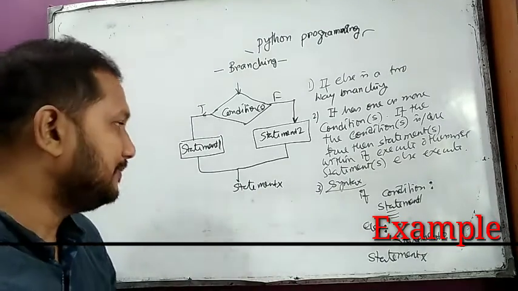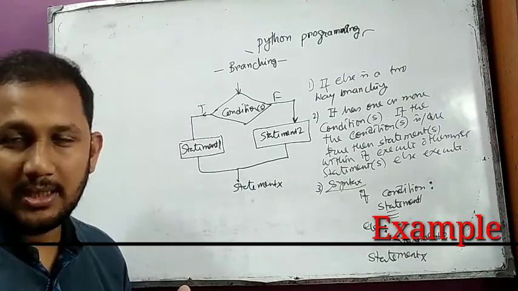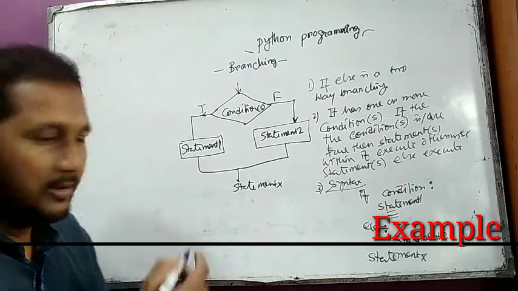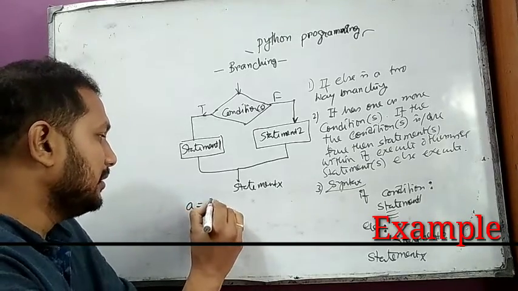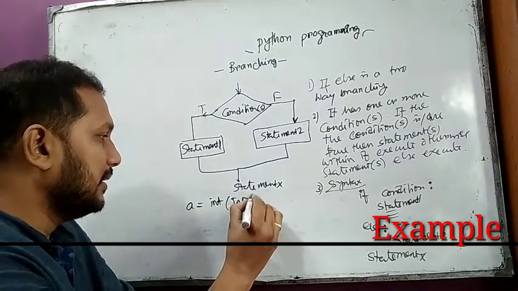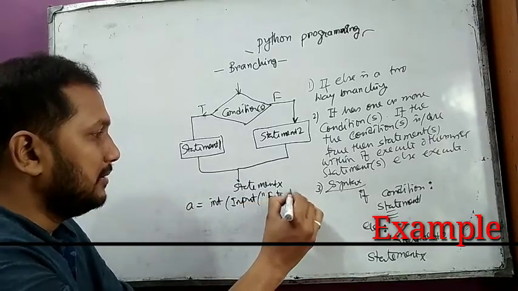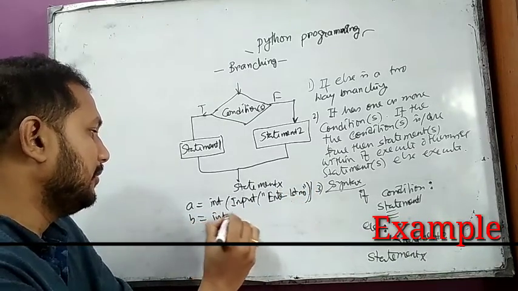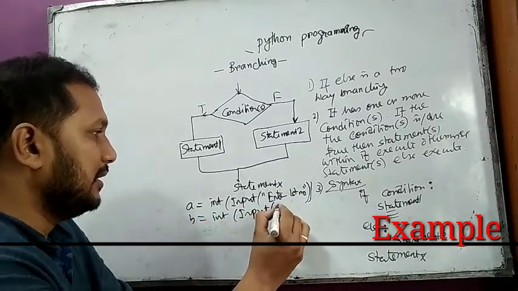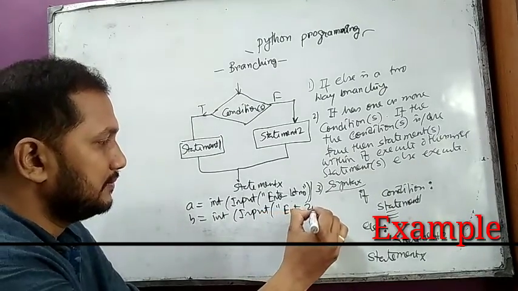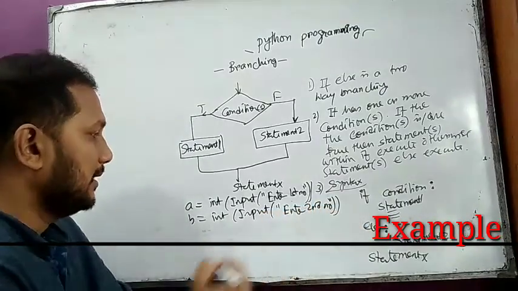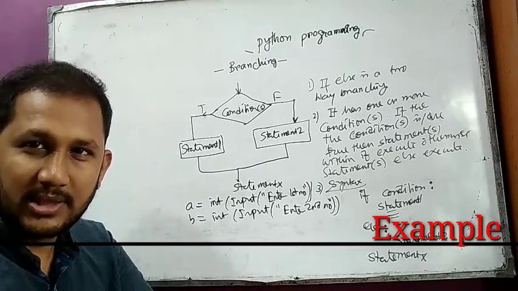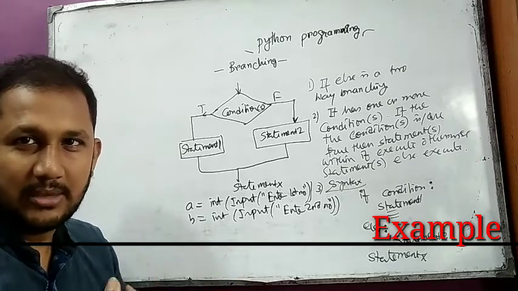Now let us consider the example. Suppose I want to display the largest among two numbers. First of all, we have to take the numbers from the keyboard. That is a equal to input, enter first number, then b equal to input, enter second number. Now these numbers are already in RAM. Now we have to check whether the first one is greater than the second one, then the first one will be largest, otherwise the second one will be largest.